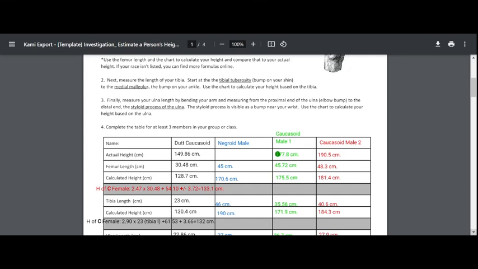So guys, because of time constraints, the 4 individuals that we're going to use are myself, a student from second period, and the third and fourth students are from sixth period. Okay, so guys, I wanted to remind you that in the forensic world, there are only 3 recognized types of skeletons.